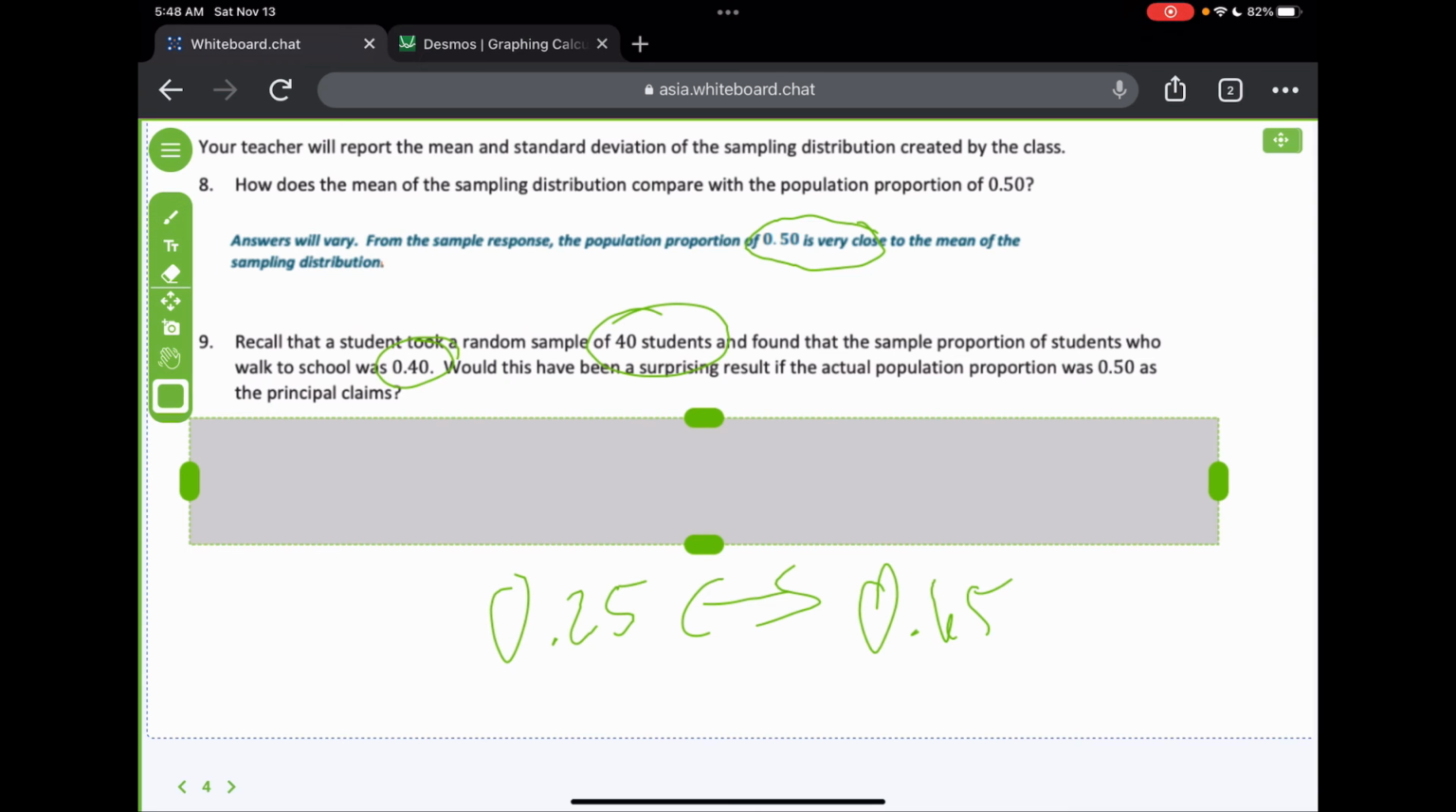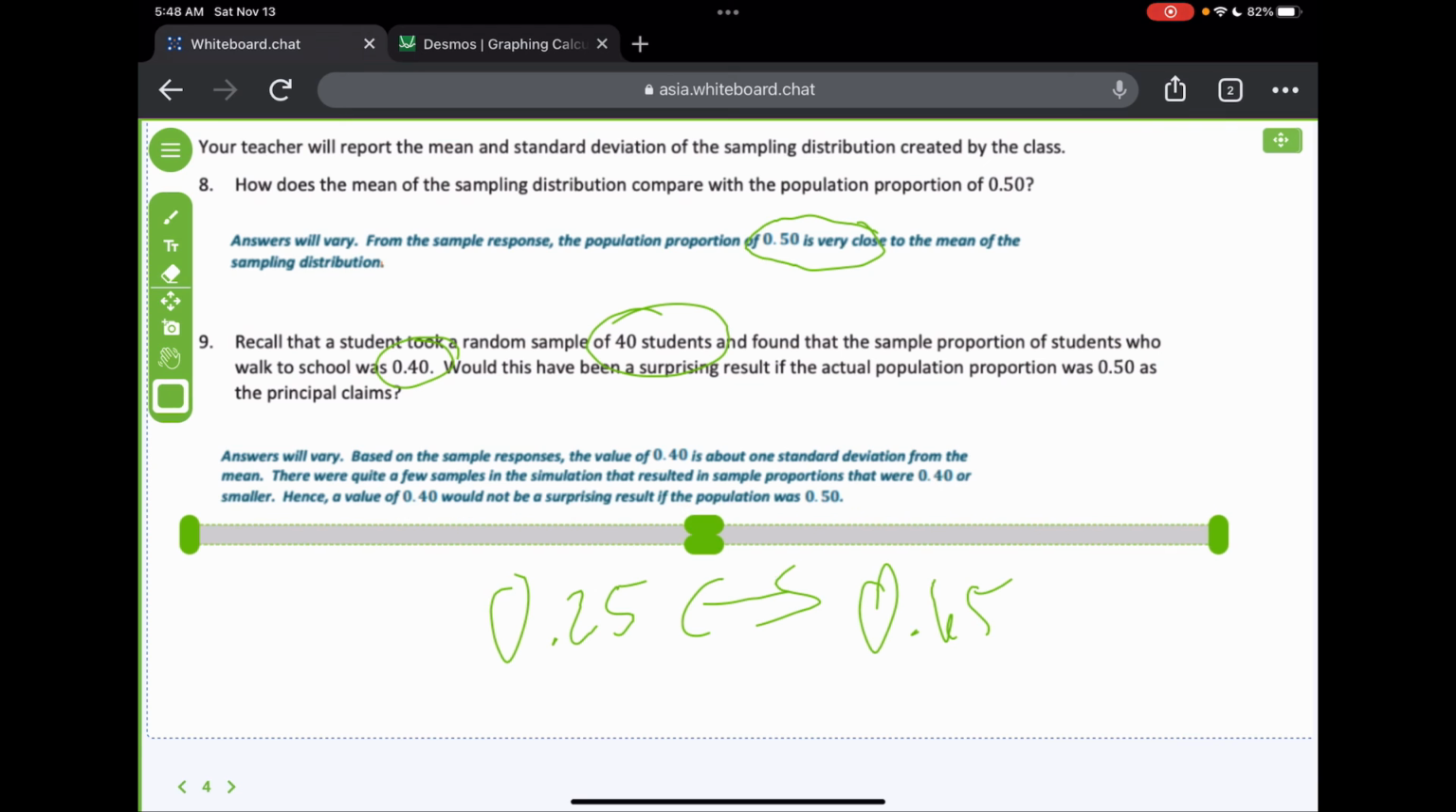And we did flip it that one time and we got 20 out of 40, which was 50%. So, let's see what it says. Answers will vary based on the sample responses, but the value of 40% is about 1 standard deviation from the mean. There were quite a few samples in the simulation that resulted in sample proportions that were 40 or smaller. Hence, the value of 40% would not be a surprising result if the population was 50%. That's what we just said. This falls in between here, so it should not be surprising to us.